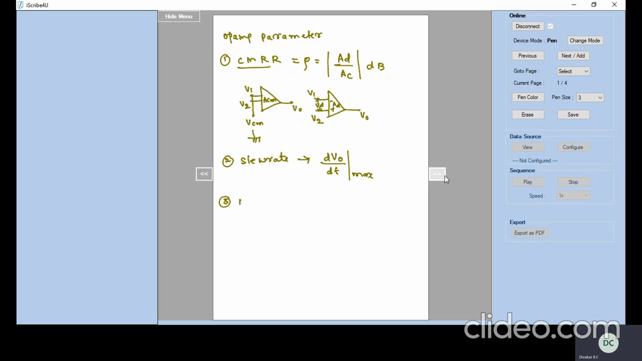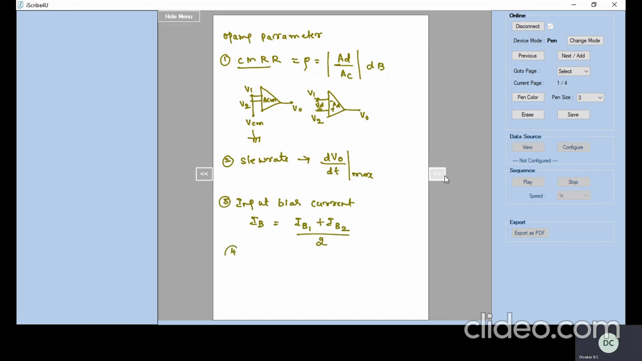And the third one is input bias current. What is input bias current? It is the average sum of the currents entering into the input terminals of an op-amp.